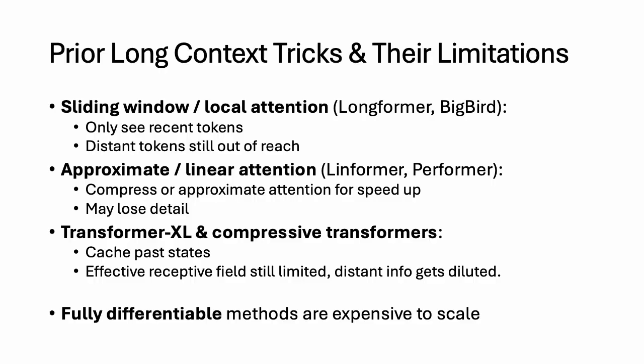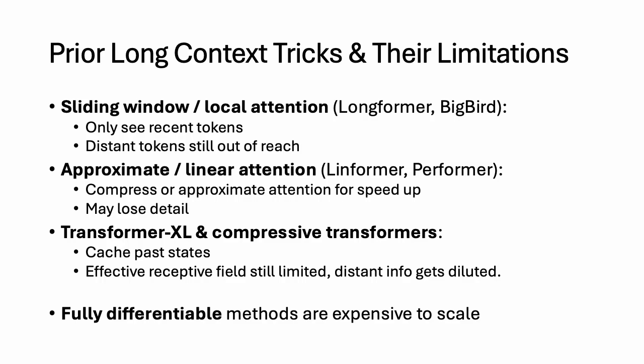The prior work that had been done on trying to increase the context window was the sliding window method or local attention, where we only can see a subset of tokens, and so distant tokens are still out of reach. So it still has a problem of not being able to look back to certain definitions that have been defined a long time ago. Also, there's the method of approximate or linear attention, where we basically approximate the attention or we compress all of the previous tokens into the current attention, and so we may lose details of previous definitions.